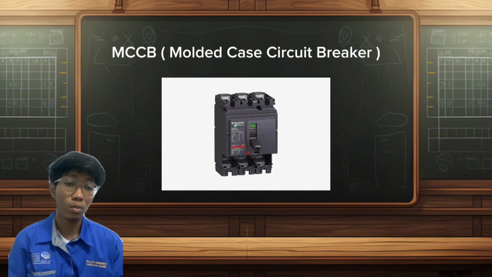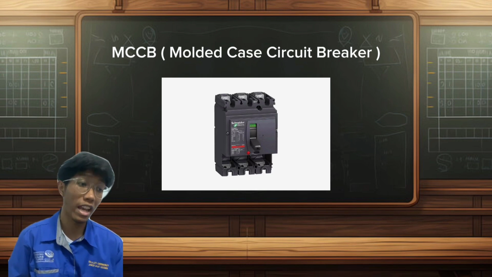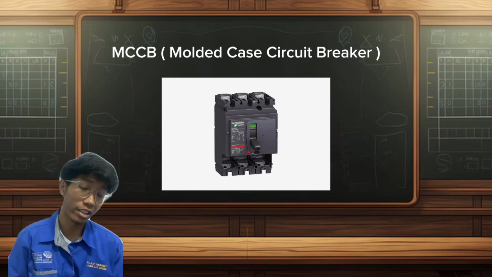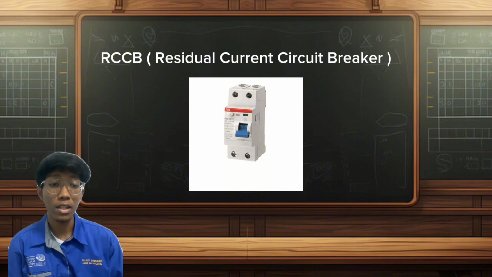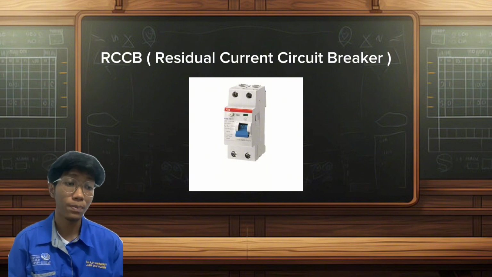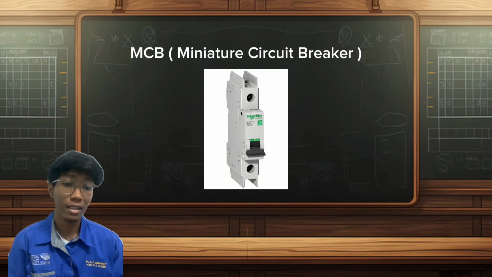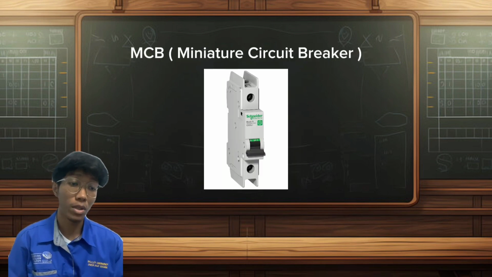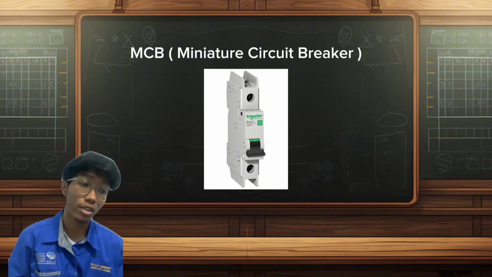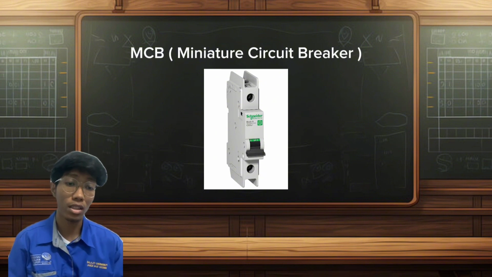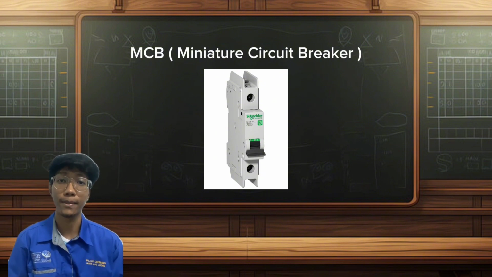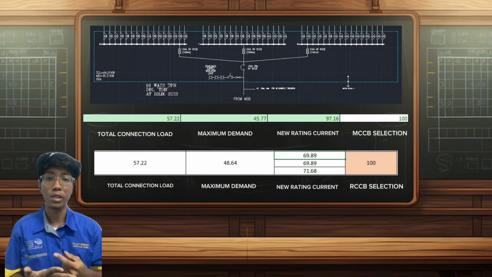MCCB is molded case circuit breaker, which is to protect electrical circuit from overload and short circuits handling high current. Next, RCCB, residual current circuit breaker, is to detect and disconnect circuit during earth fault to prevent electrical shocks. And last, MCB, miniature circuit breaker, is to protect small electrical circuits from overloads and short circuit in home and small buildings. Now we continue to the task explanation.